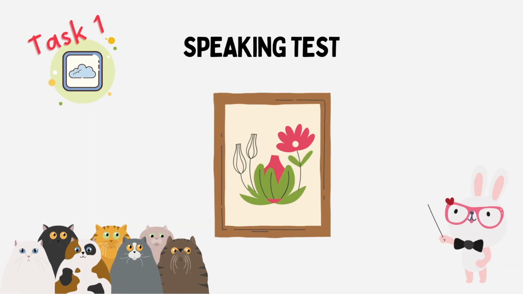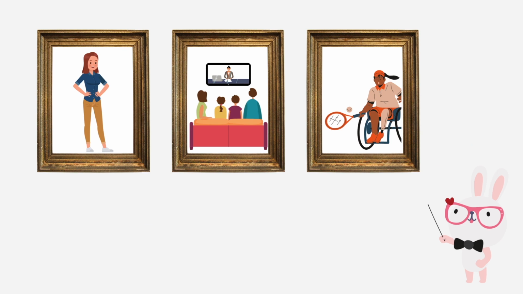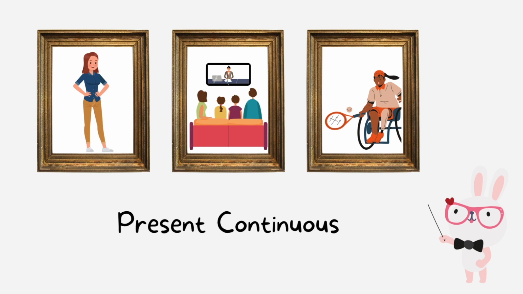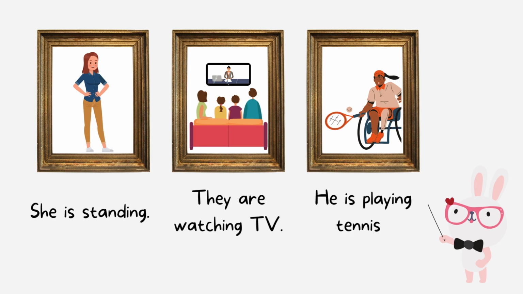Regardless of the topic, the first thing you'll want to do is describe what is in each picture and connect it to the question. If there are people, you can describe their physical appearance, their clothes, and what they're doing. Don't forget that since we're describing a picture and in the picture the people are doing something at this moment, we will use present continuous. She is standing. They are watching TV. Or he is playing tennis.